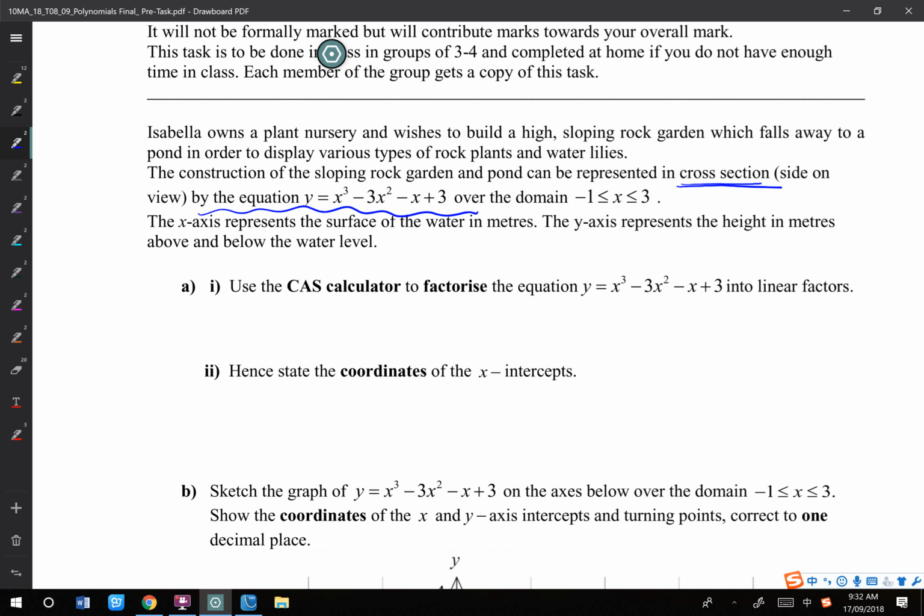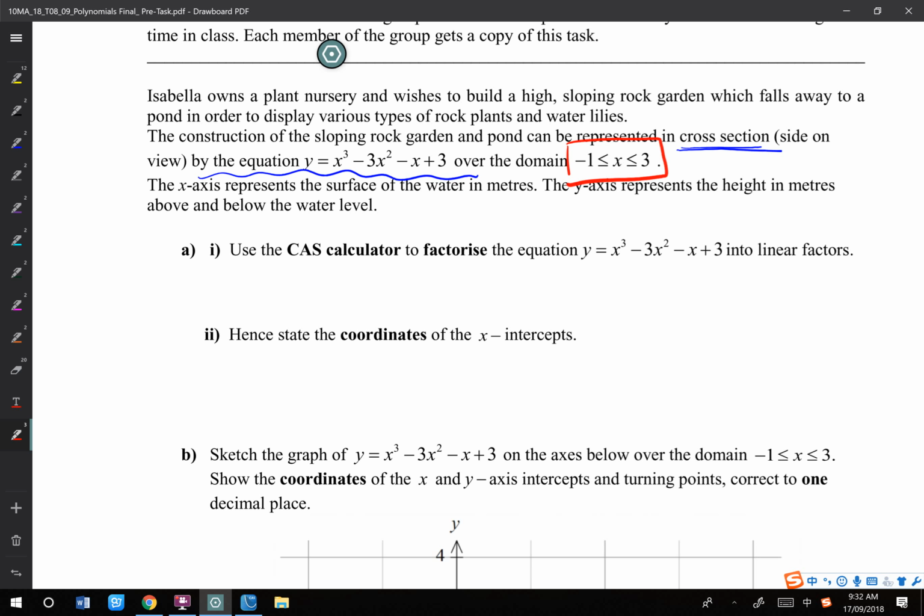With domain, this is very important. I think that might be the first time you see this word domain. Domain means the possible x values. So what can x take? X can only take minus 1, 2, 3. Even though this graph could keep going forever, we will stop it at negative 1, 2, 3.